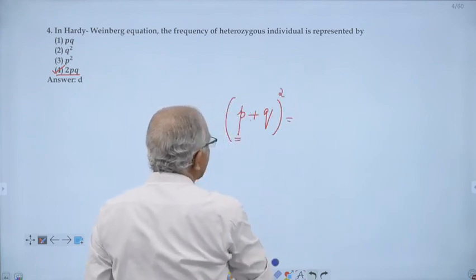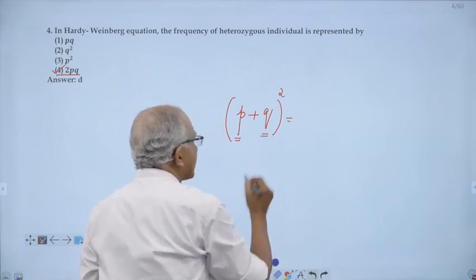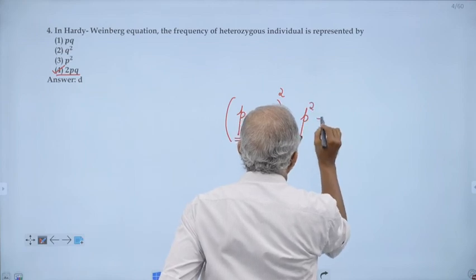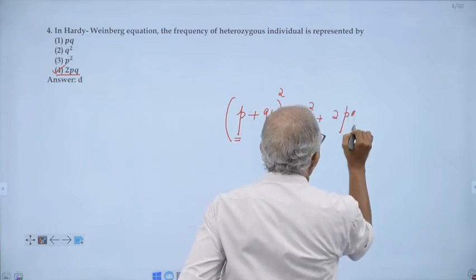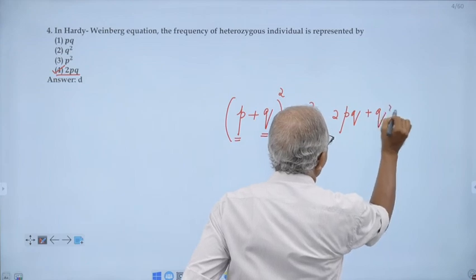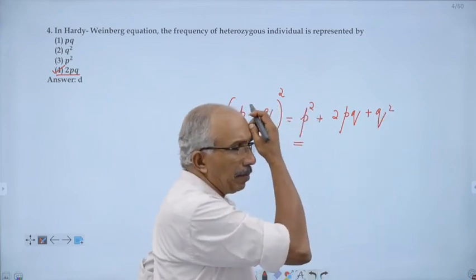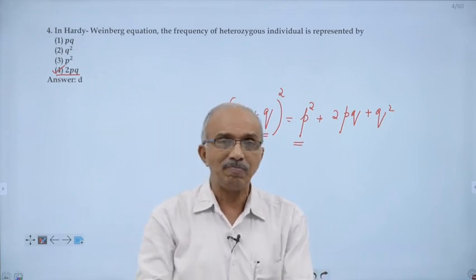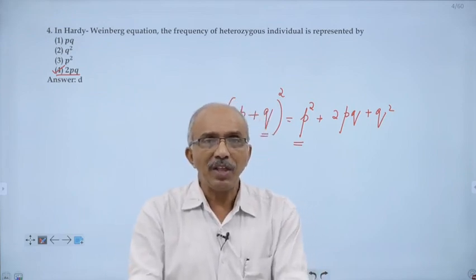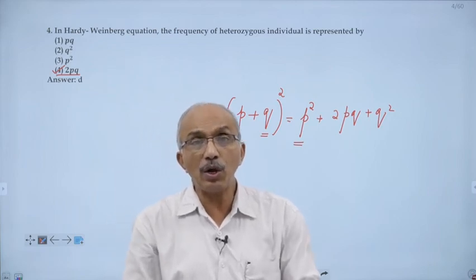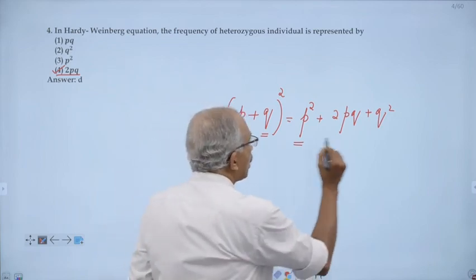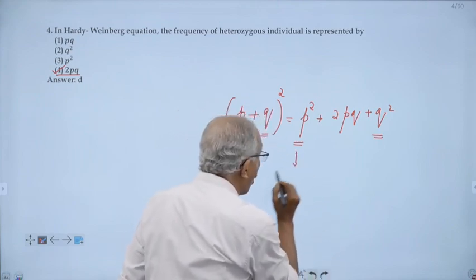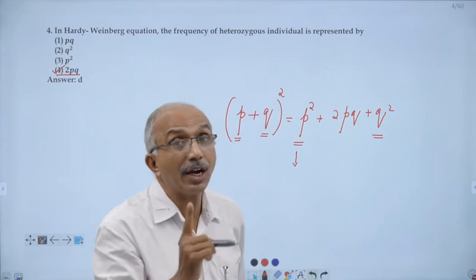P is the frequency of the dominant allele, Q is the frequency of the recessive allele. When we expand it, we get P square plus 2PQ plus Q square. P square is the frequency of a homozygous dominant genotype.